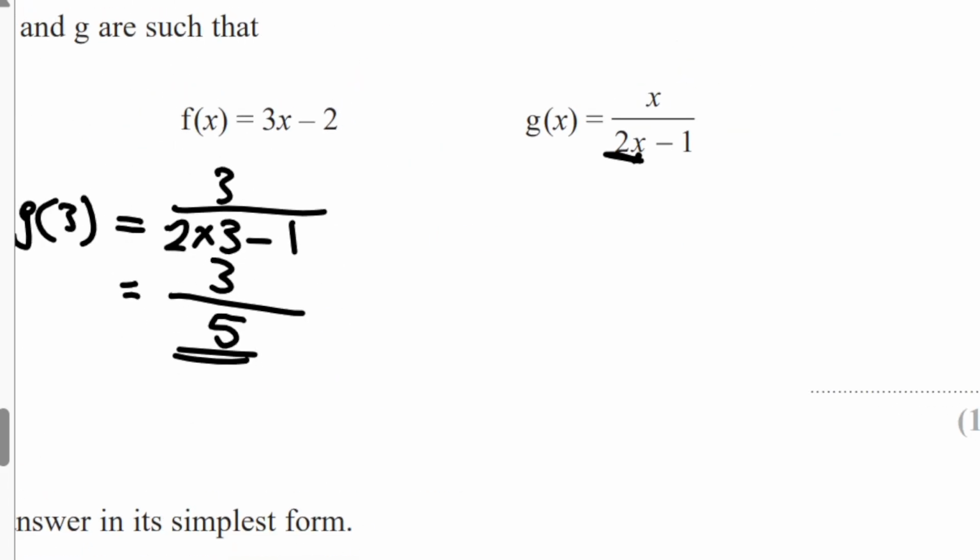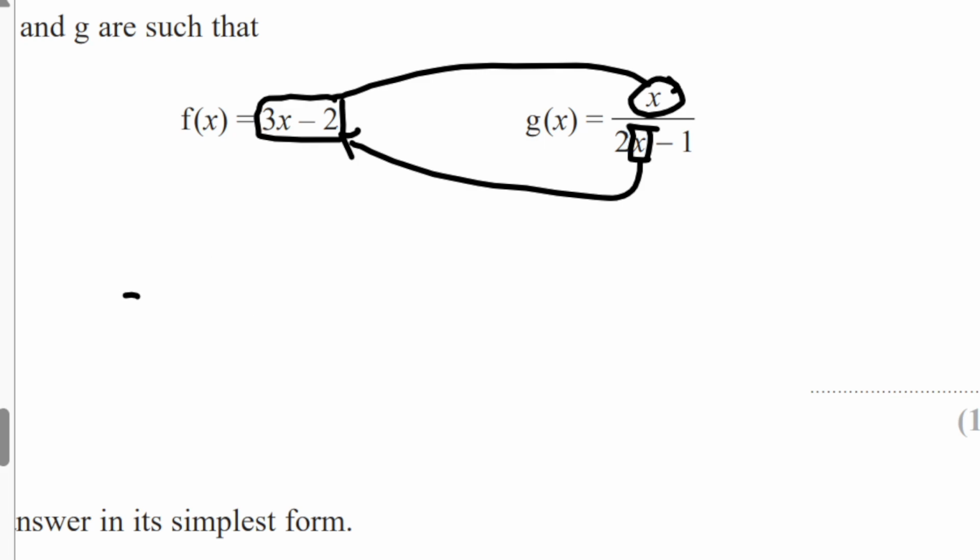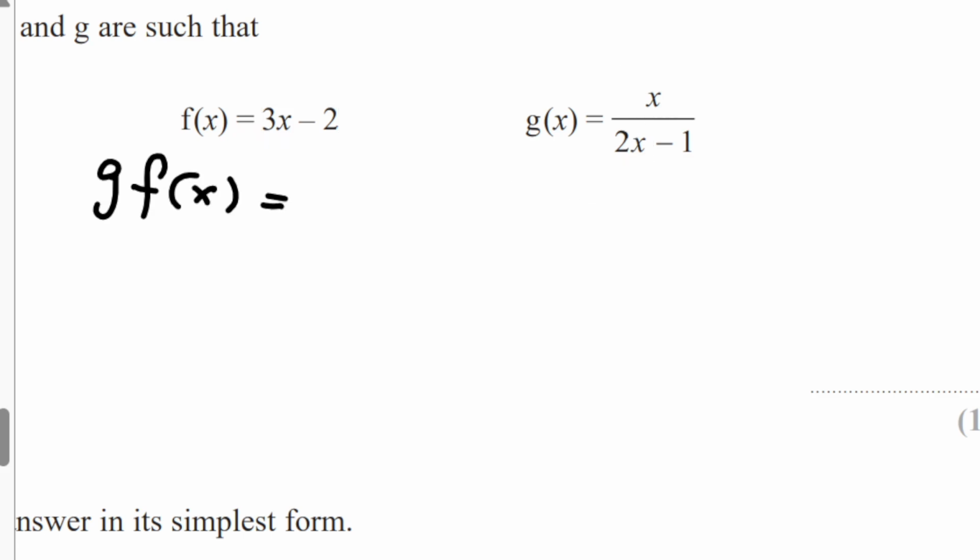You come back here to g. You see this x here? You replace it with f of x, which is this. You see this x here? You replace it with this. So let's just write it up here so that we can see both of them here. So the question wants us to find g f of x, right? So what I will do, I'll focus on g.